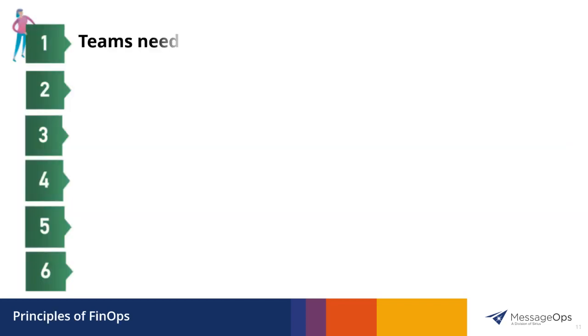And at the end of the day, it's bringing financial accountability to the variable spend model of cloud. That's really what this whole thing is in shorthand. So the first thing we want to talk about is that teams need to collaborate. I cannot stress this enough. We have deployed tens of thousands of Azure workloads. It's one thing to get you to the cloud, but it's another thing to manage and optimize it.